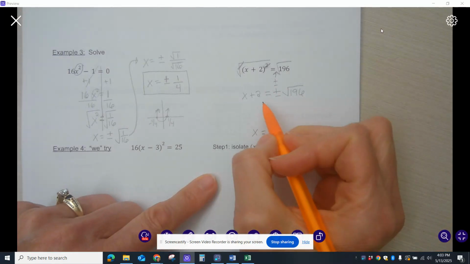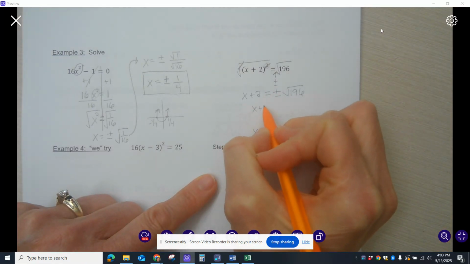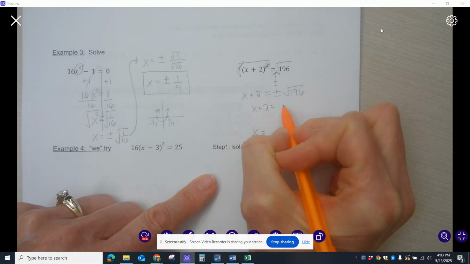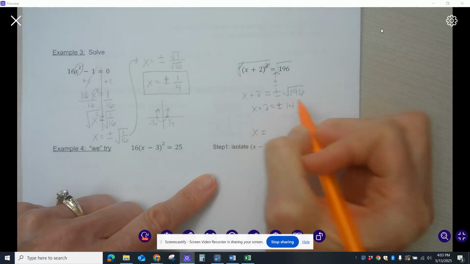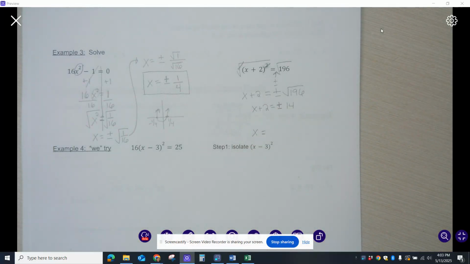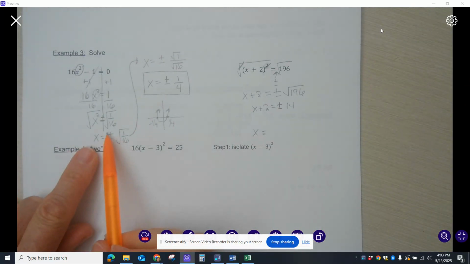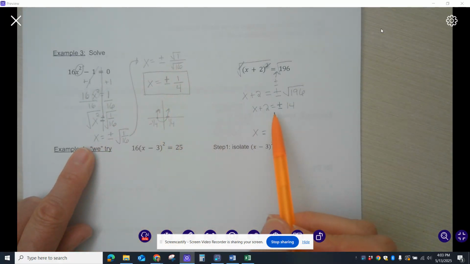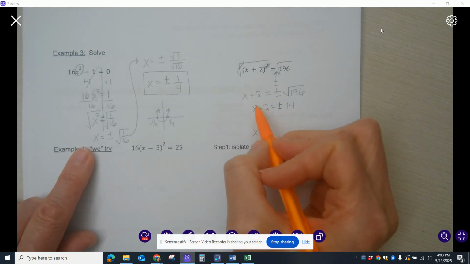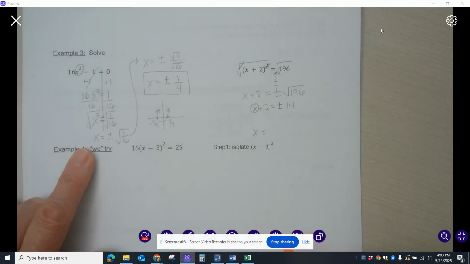So now I have x plus 2, still not x, equals plus or minus 14. Okay, this is very different. If you look over here, we just had x equals plus or minus, and this was a single number. Here, I have x plus 2 equals plus or minus 14. I still need to get that x alone.